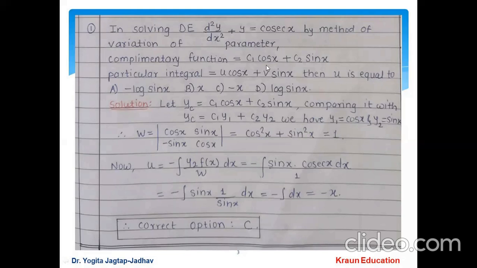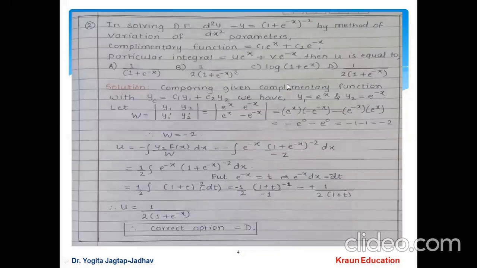Right? Now here I would like to find the value of u. By formula, what is u? u equal to minus integration of y2 f of x upon W dx. Put the value of y2 here. y2 equal to sin x, f of x is equal to cosec x, and W equals 1. Here you know cosec x is equal to what? It is 1 upon sin x. Therefore, sin x will cancel and we have minus integration of dx, that is equal to minus x. Therefore, the correct option is option C.